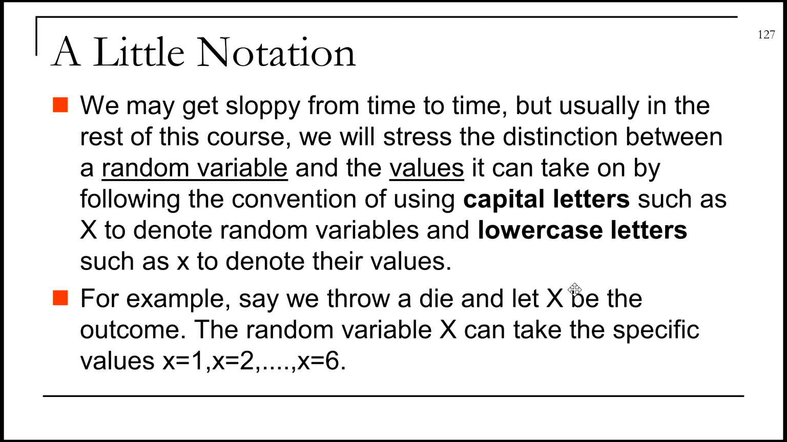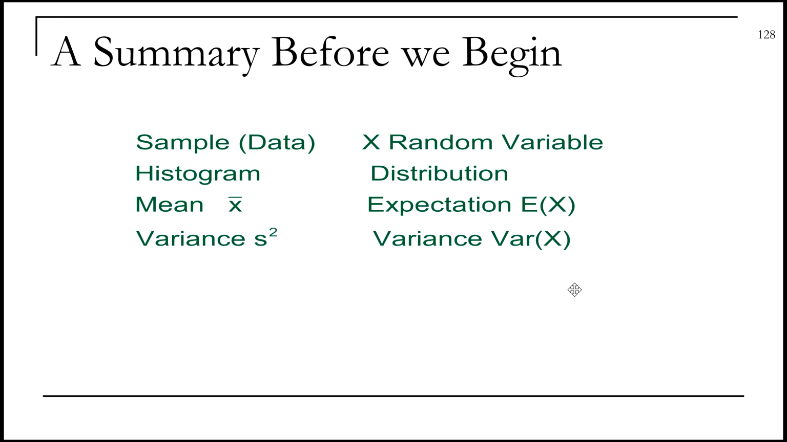Now, a little notation, and it won't make sense until we start doing this. Capital letters are random variables. Little letters represent the values they take on. So capital letters are random variables. Little letters are the values they take on.